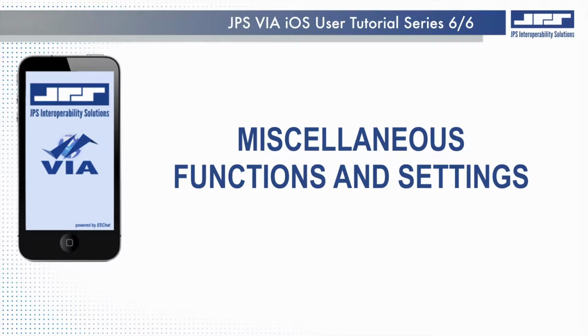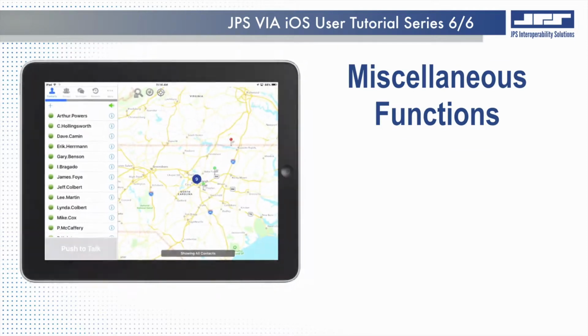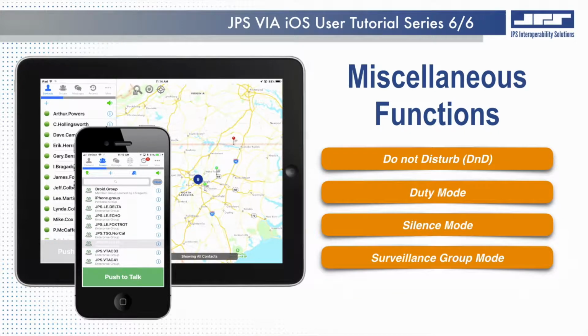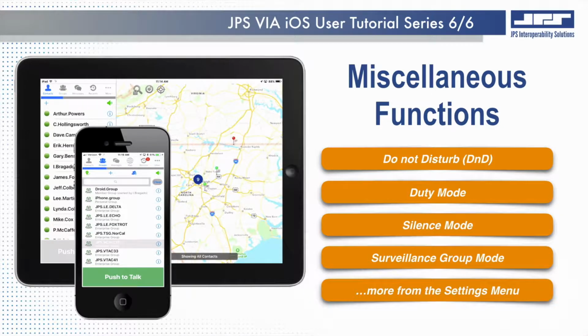In this last episode of 6, we'll discuss miscellaneous functions and settings. In this episode, we'll uncover a handful of functions that can enhance a VIA user's ability to manage their own device. Those functions include Do Not Disturb, Duty Mode, Silence Mode, Surveillance Mode, and other functions within the settings menu that can be used to set up your device to meet your mission requirements.